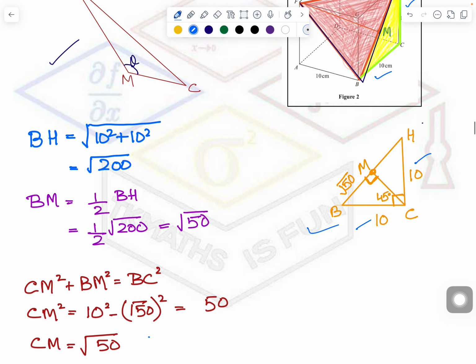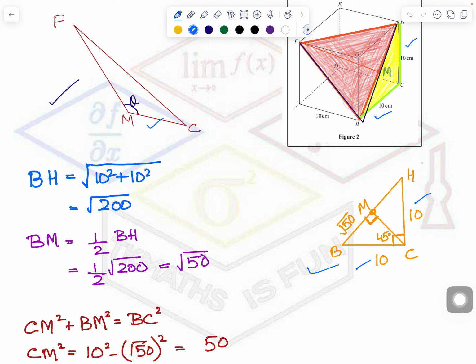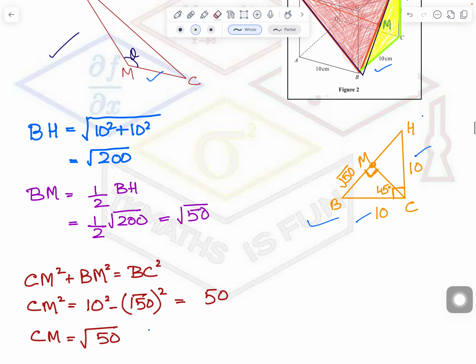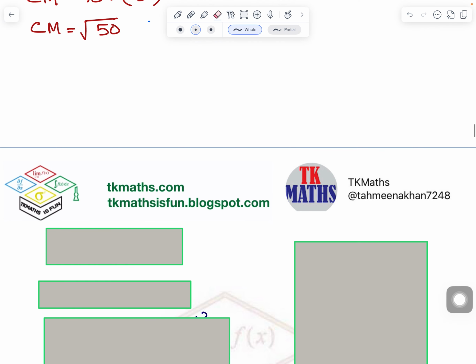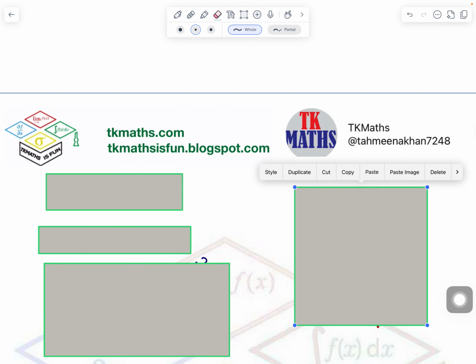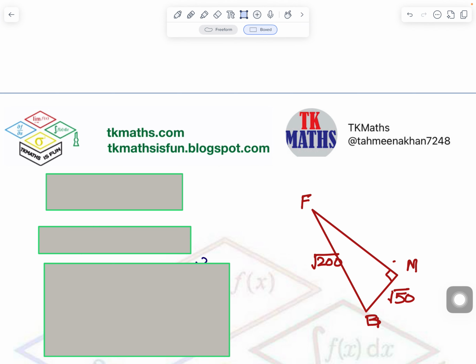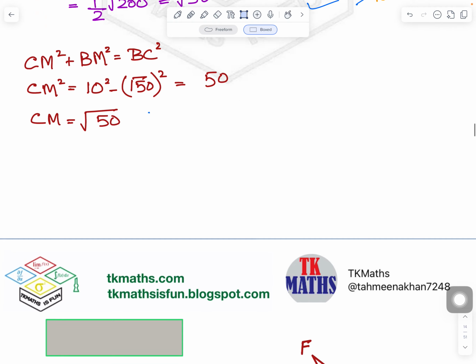Now, in this triangle, I know CM. My next target is to find out FM or FC, right? Let's see what we can find out. So, the diagram is here again. It's got stuck, I think. Anyway, so now I have taken the triangle FMB from here.